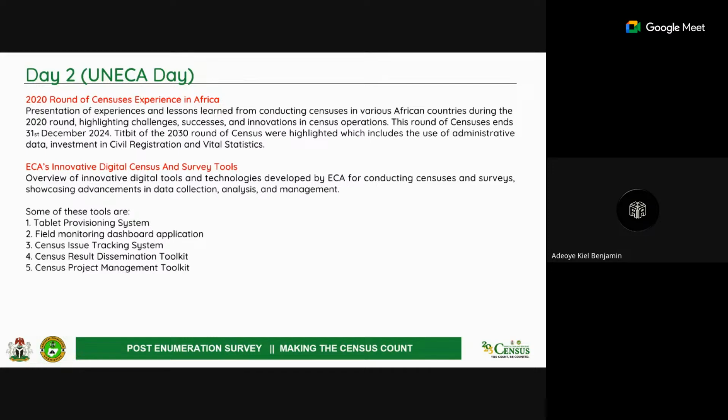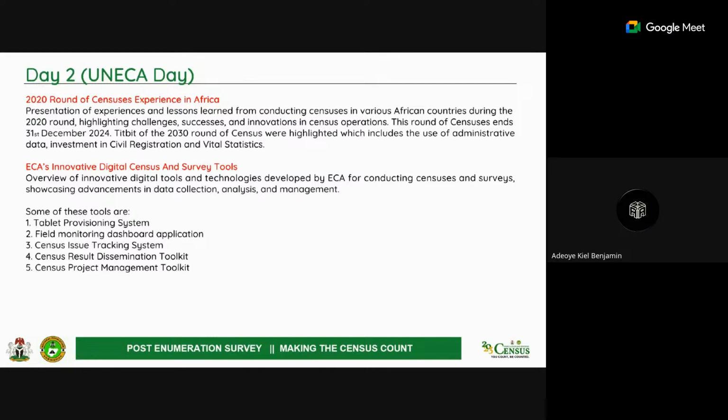So basically, on day 2 of the workshop, all the presentations were from the United Nations Economic Commission for Africa. We understood from their presentation that we are about rounding up the 2020 round of census. It is going to end in December 2024, which is this year.